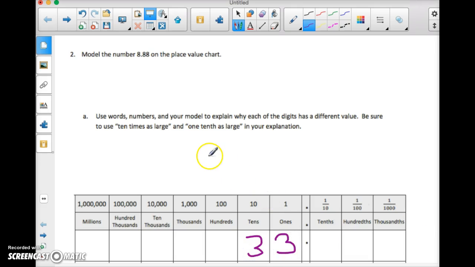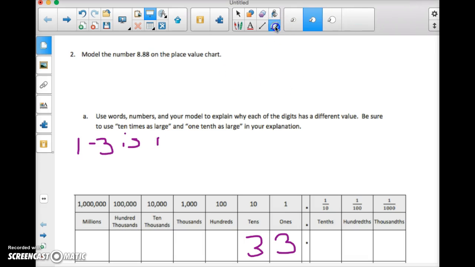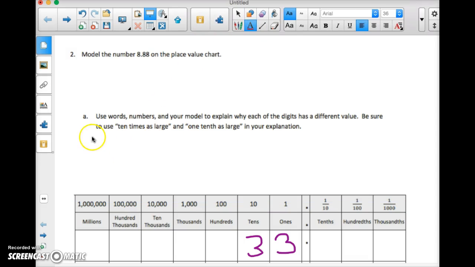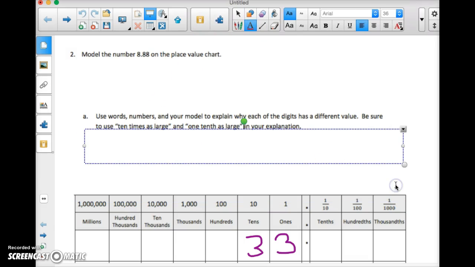Okay, sorry guys, it's hard for me to write on this. In fact, I think I'm going to go ahead and type. It'll be just a little bit faster for us. Okay, so I could write: 3 is in the tens place.